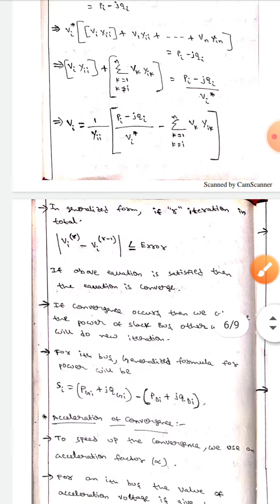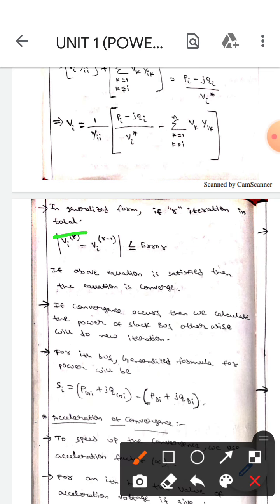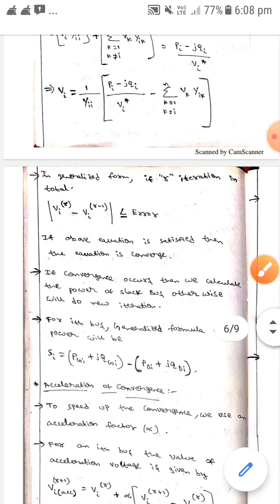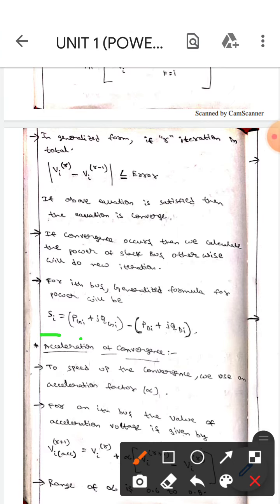In generalized form, if there are r iterations in total, then Vi to the power of r minus Vi to the power of r minus 1 should be less than or equal to the error. If this condition is satisfied, then the equation converges. If not, it will diverge. If convergence occurs, then we calculate the power of the slack bus, and otherwise we do a new iteration. For any ith bus, the general formula for power will be Si equals PGi plus j QGi minus PDi plus j QDi.